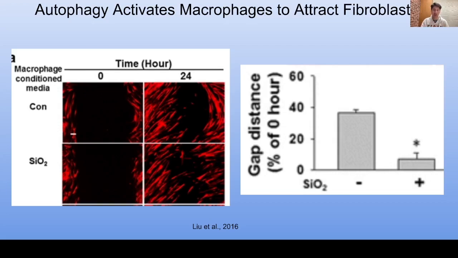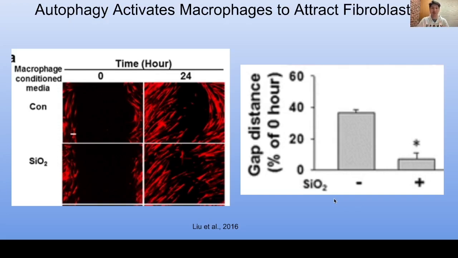To test this, they did a scratch assay, which is basically they cultured these red stained fibroblasts on a matrix, and then on that matrix they scratched it with a micropipette and then placed macrophages in the middle. They wanted to see if these fibroblasts would go to the middle, and to quantify that they measured the middle. The smaller the middle, the closer they are to the macrophages. And as you can see on the right hand with this quantification, they found that the fibroblasts moved way closer to the center when the macrophages were exposed to silica than compared to a control.